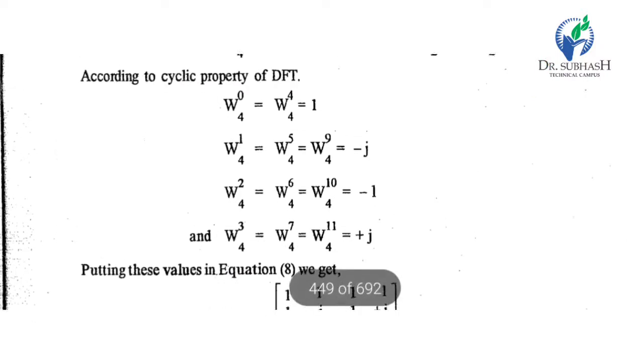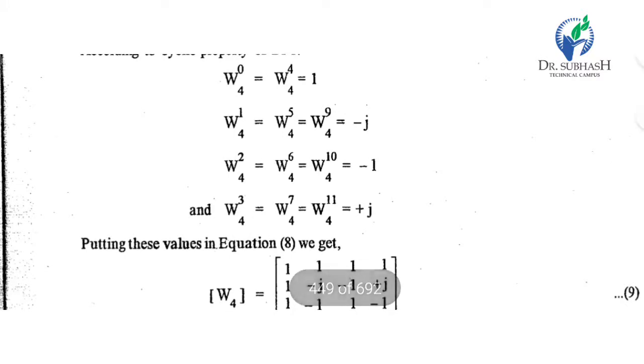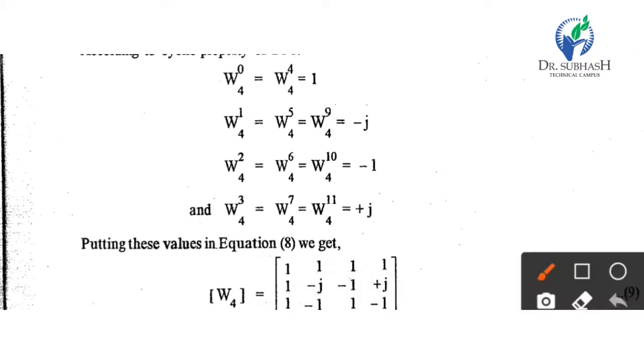So according to the cyclic property of DFT, it will repeat, so no need to find other values. W4 raised to 0 is the same as W4 raised to 4, so it is 1. So directly we can write W4 raised to 1 equal to W4 raised to 5 equal to W4 raised to 9. So it is minus j.